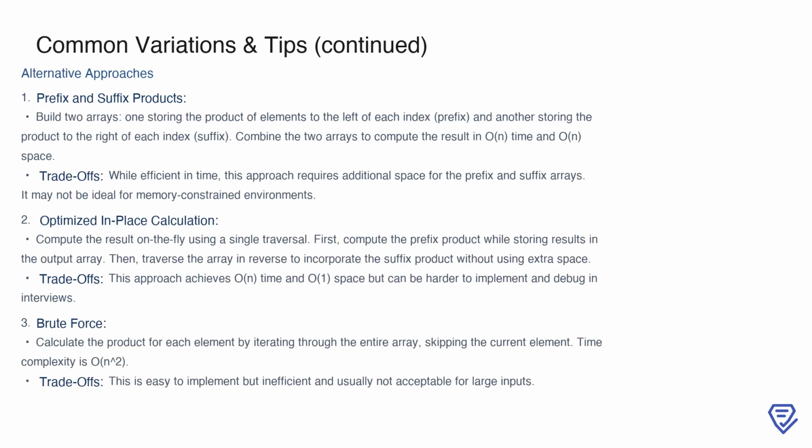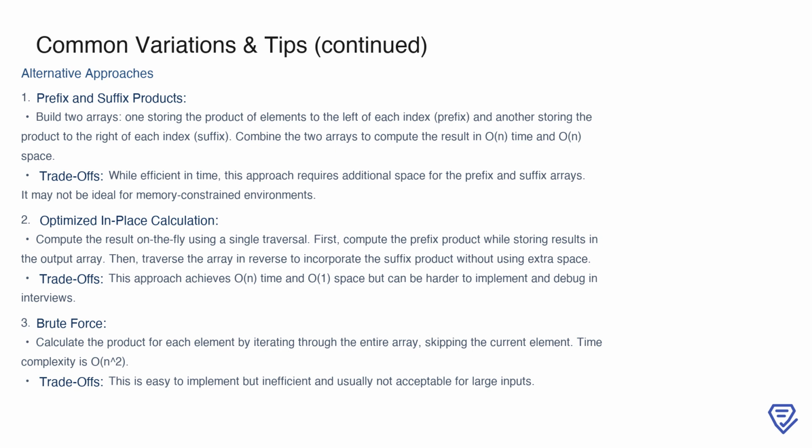There are several alternative approaches to solving the product of array except self problem. One common method involves using prefix and suffix products. Here, you build two arrays, one to store the product of all elements to the left of each index, and another for the products to the right. By combining these arrays, you can compute the result efficiently in O(n) time, though this approach does require additional space.